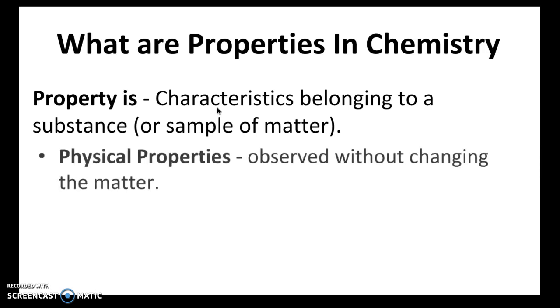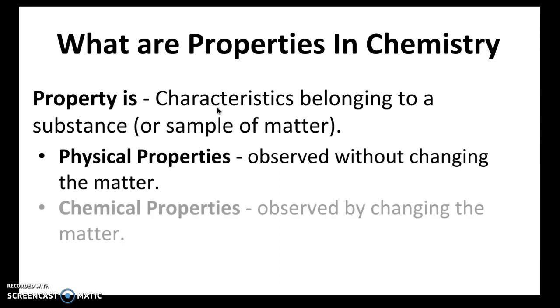would be a sample of matter. There are two types of properties. And remember, properties are characteristic belonging to that substance. There are two types of properties that we look at. Physical properties, those are things that you can just observe. So whether you observe by sight, smell, touch. We don't do taste in chemistry lab, but that's another way that you can observe something. So whether you observe things with your five senses, you can observe it without changing it, then it's a physical property. If you have to change it in order to observe it, then it's a chemical property.